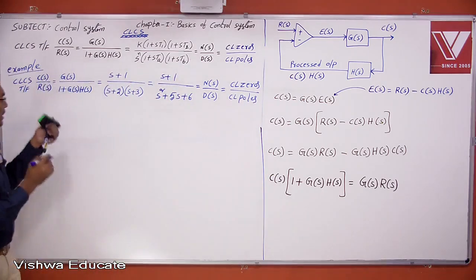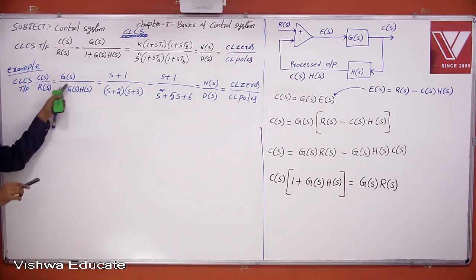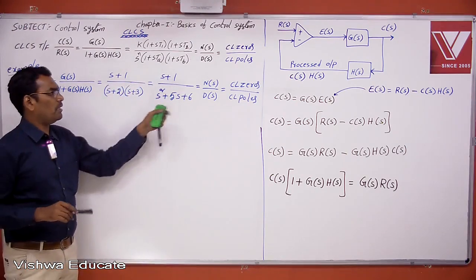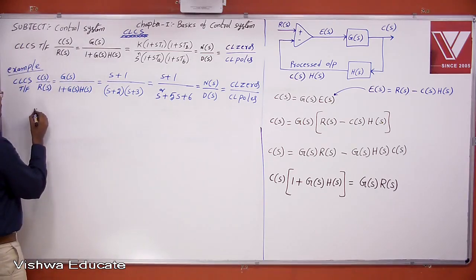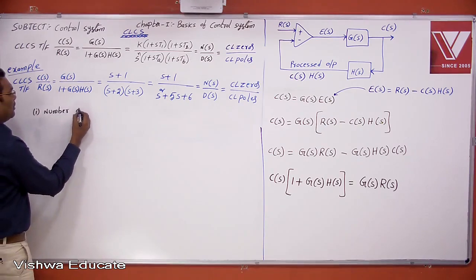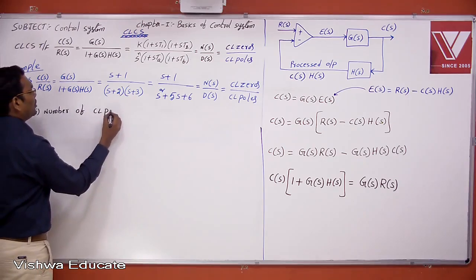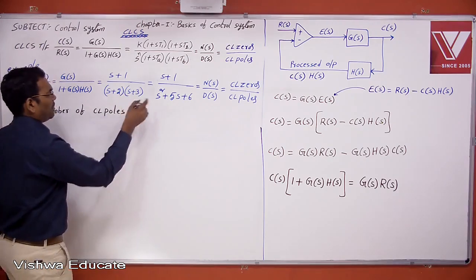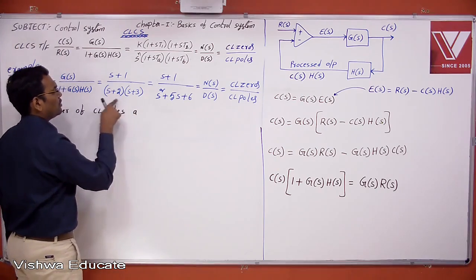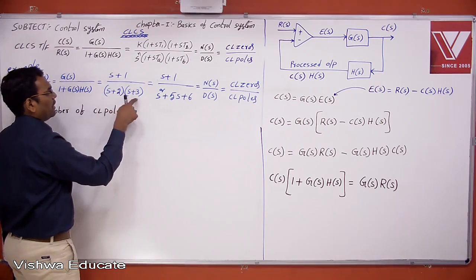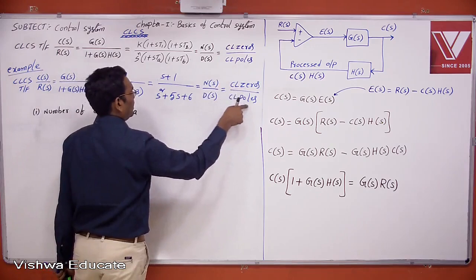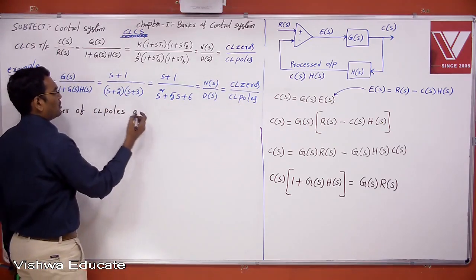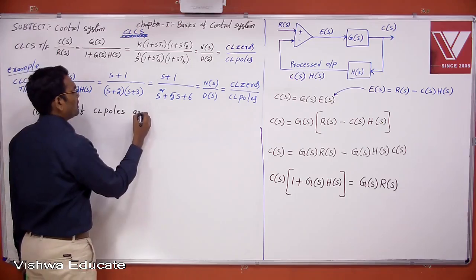Now I am taking one simple closed loop transfer function, with a numerator polynomial and a denominator polynomial. Now you tell me, how many closed loop poles are there here? s + 2 = 0, s = -2. s + 3 = 0, s = -3. The denominator polynomial roots are called closed loop poles. So the number of closed loop poles is 2 here.